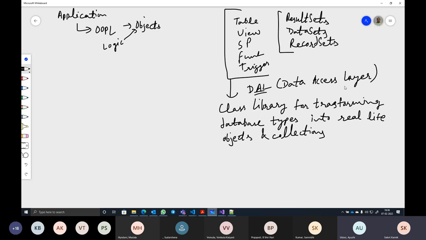So when I'm reading the data from the database, the data access layer reads the data using the queries and all the native SQL statements, and then transforms it into application specific objects and collections, so that the application comfortably can work with that data. Similarly, when the application sends inserted data, updated data or a delete request, it transforms the application specific real life objects to native queries and then gets the action performed at the database level.